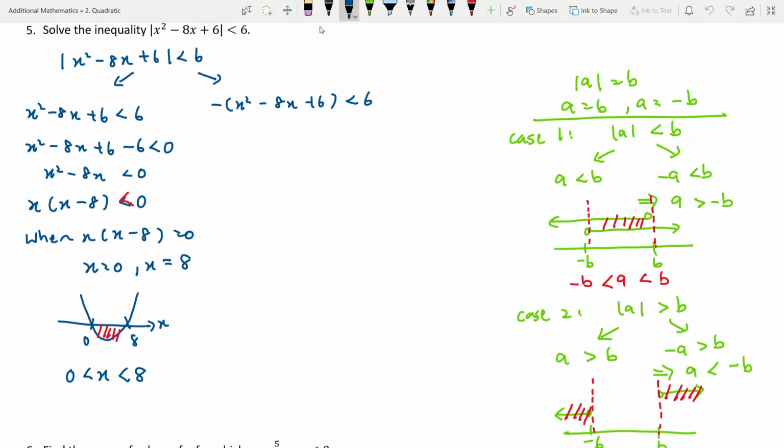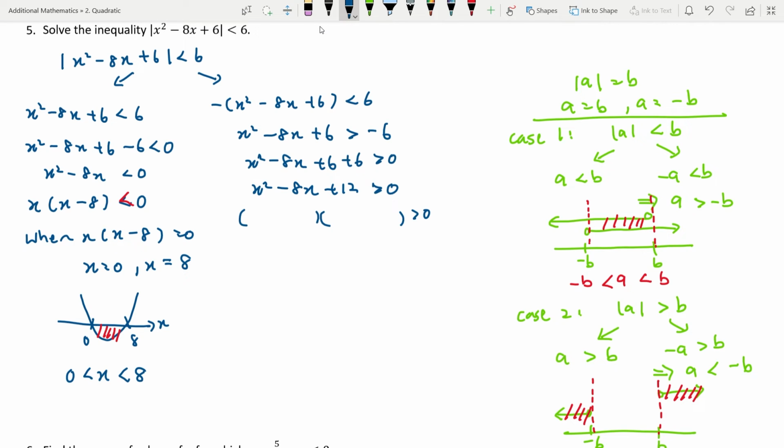Now, let's solve for the second inequality. We divide both sides with negative. We get x squared minus 8x plus 6 is greater than negative 6. We rearrange it. X squared minus 8x plus 6 plus 6 is greater than 0. Simplify it, x squared minus 8x plus 12 is greater than 0. Then we factorize the inequality.